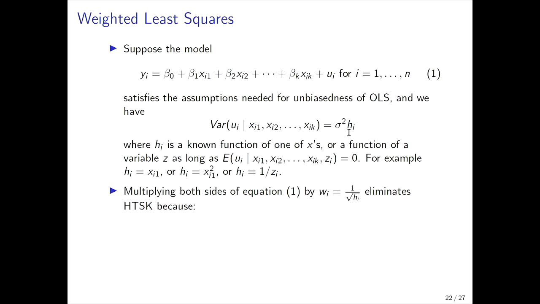So I've chosen my variable h_i. I have hypothesized or assumed that the variance of u_i is given by sigma squared h_i. I now define w_i to be 1 over the square root of h_i. So this variable w_i is referred to as the weight variable, or the weighting variable. So I'm defining w_i to be 1 over the square root of h_i. Now I'm going to execute step one of the two-step procedure. I'm going to transform my linear regression model in such a way that I get rid of the heteroskedasticity.